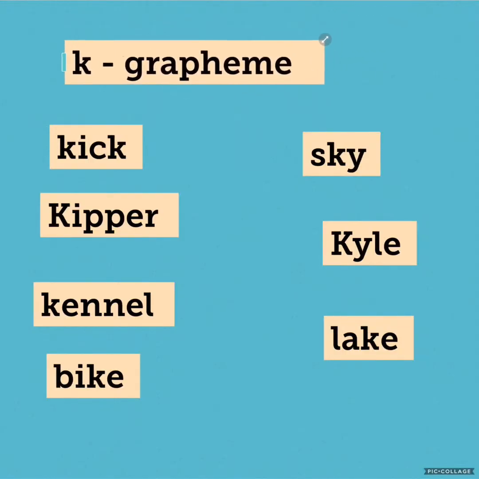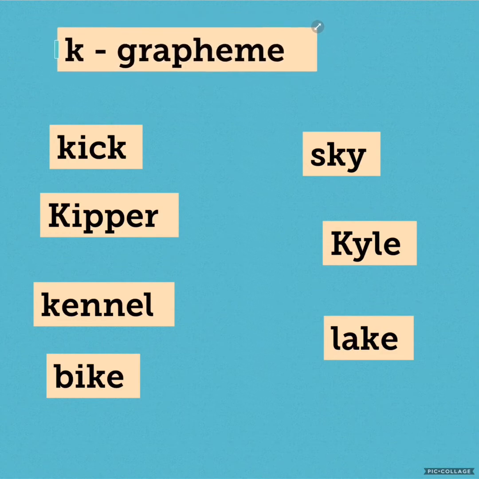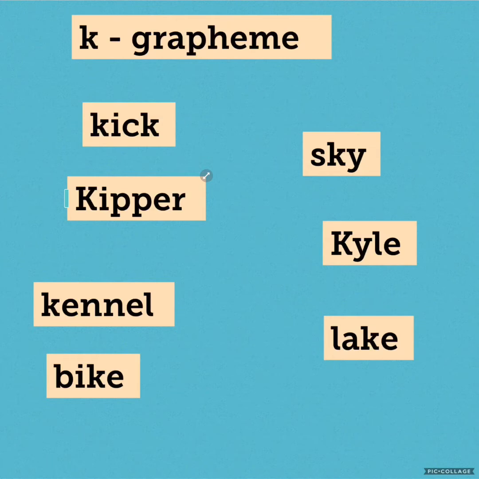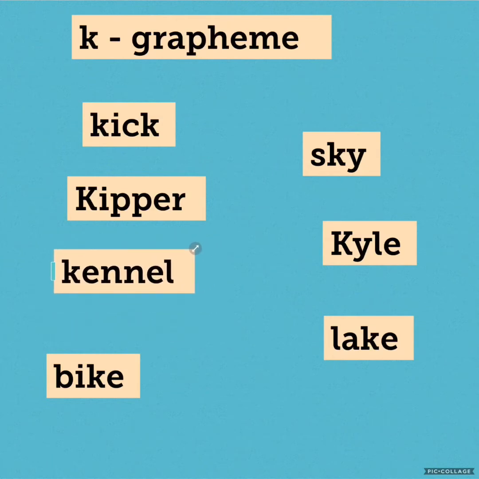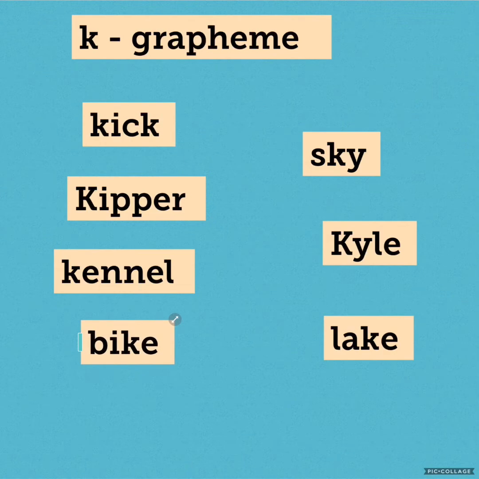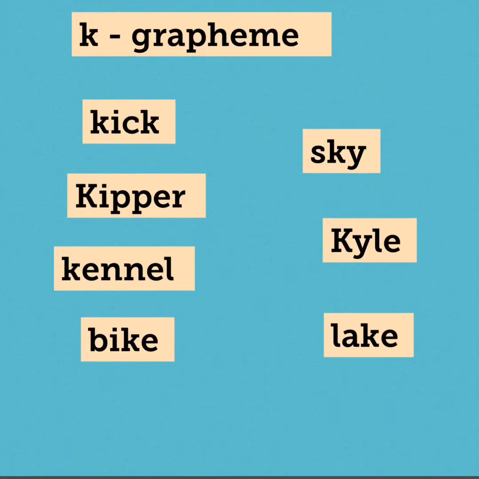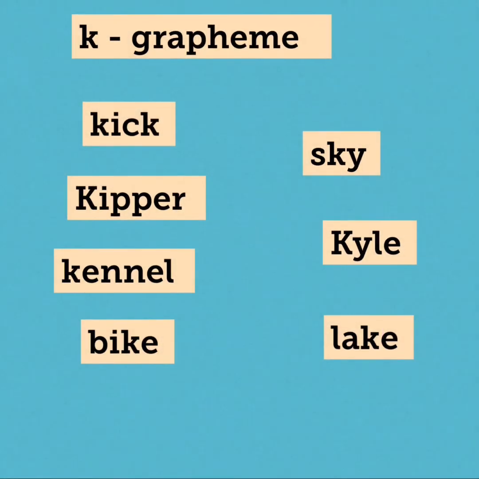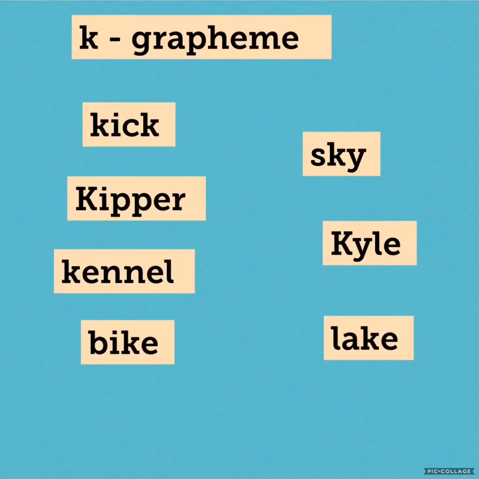Secondly, the K phoneme can be represented by the grapheme K. And here are lots of words where K represents that K sound. Notably, in words like pink, bike, the K can come in the middle of the word, actually in the middle of a split vowel digraph in bike and lake. Okay, so please read these K words to your mum or dad. If you have any other words with K representing that K sound, please post them in the comments section.